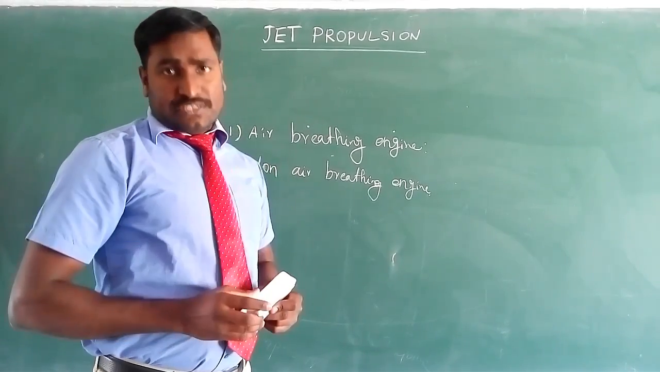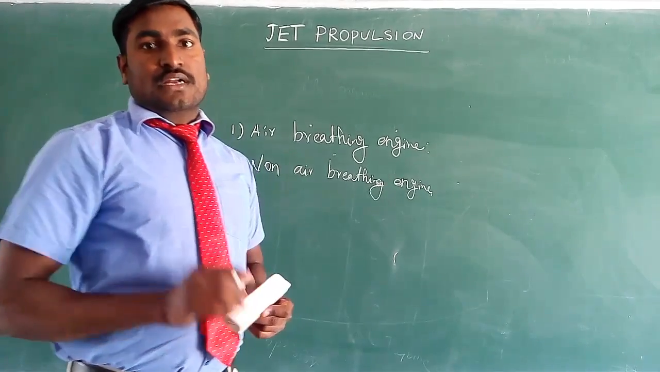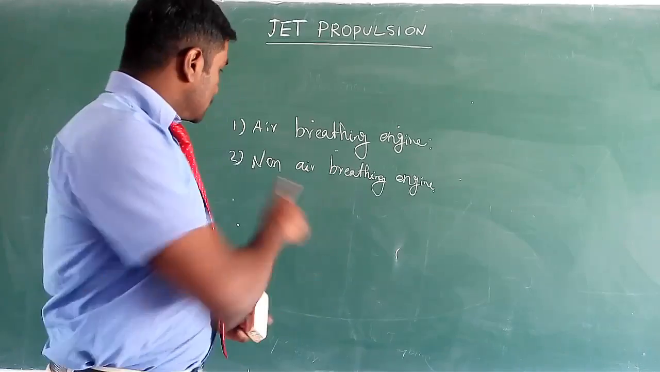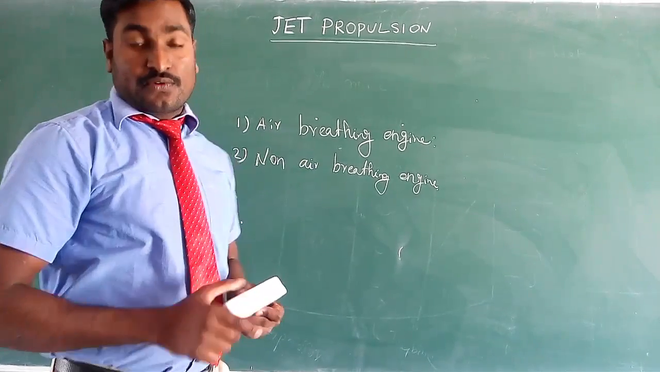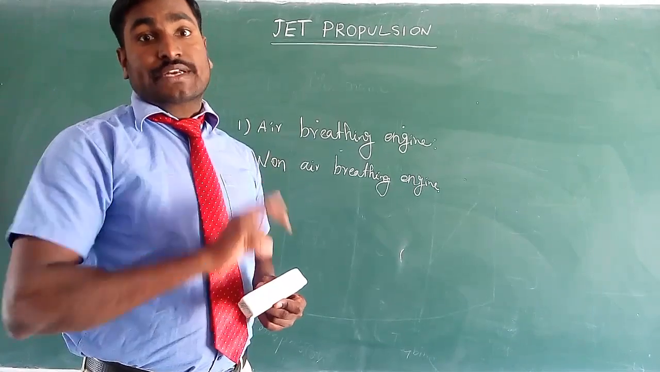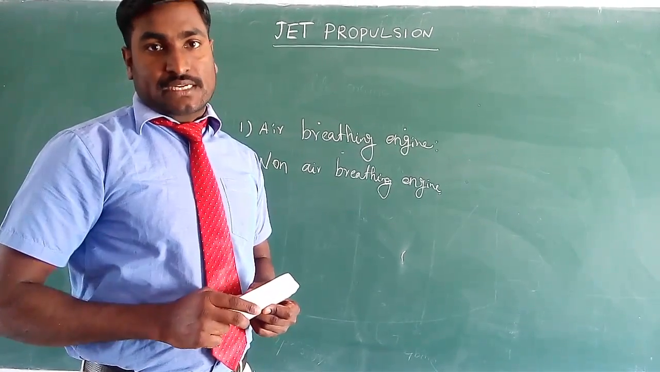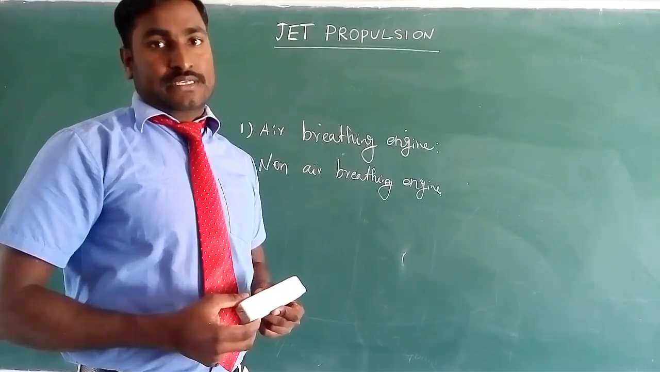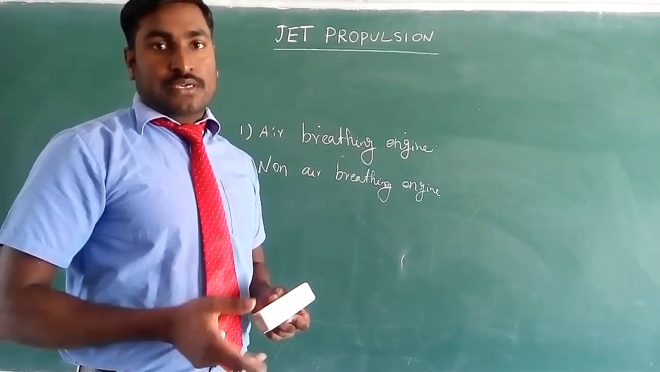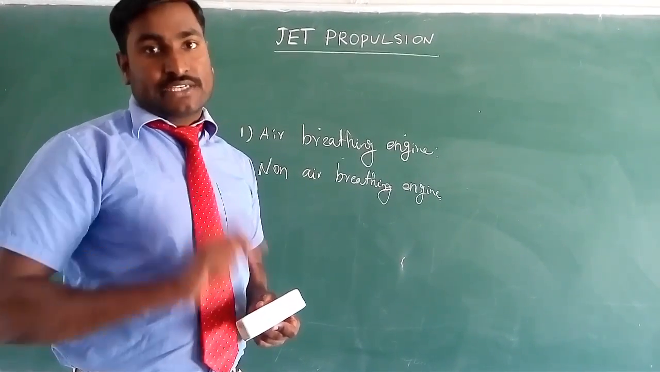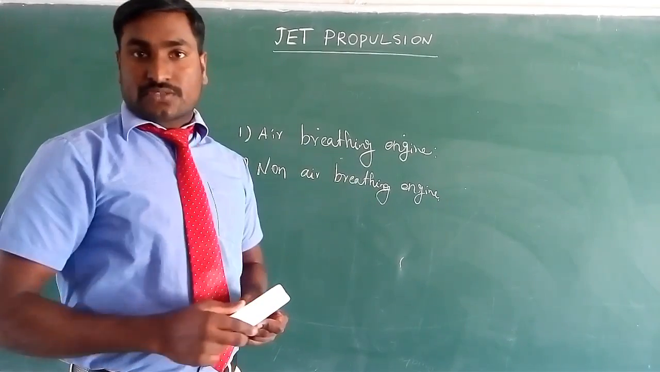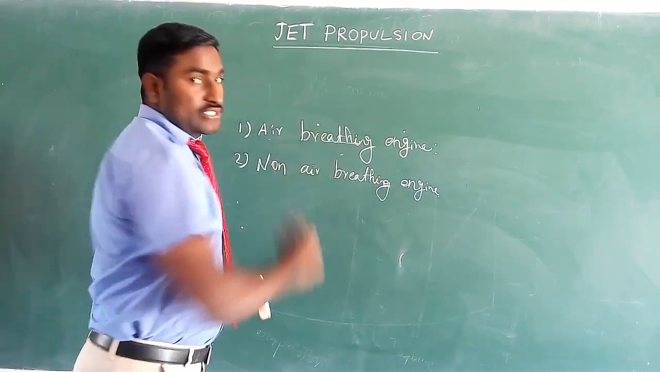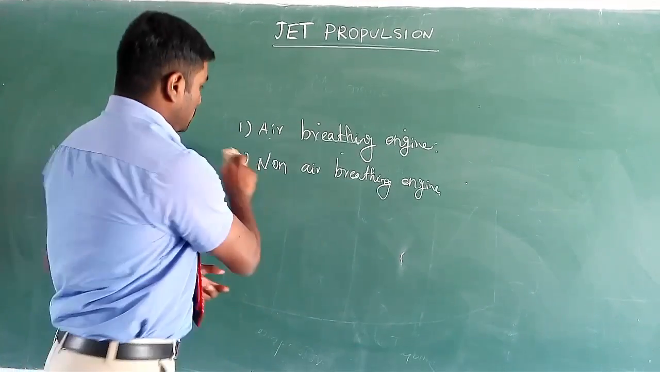Air breathing engine is one where the combustion process takes atmospheric air, and the second one, the non-air breathing engine, does not take atmospheric air for combustion. Instead, it takes its own oxygen. We provide solid or liquid propellant, as in rocket engines. Only the non-air breathing engine uses this. From this, we are going to see the air breathing engine. What are the categories of that?